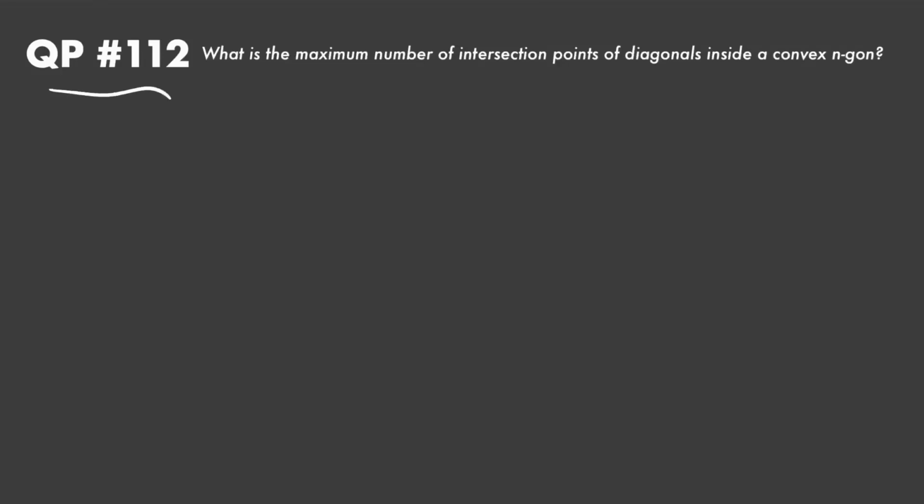Everyone, today let's look at QP112, asking us what is the maximum number of intersection points of diagonals inside a convex n-gon? When you look at this question for the first time, it's pretty daunting. You're like, what the hell, how do I even calculate this? So the strategy to solve this, obviously when I first see this, I have no idea how to solve it.